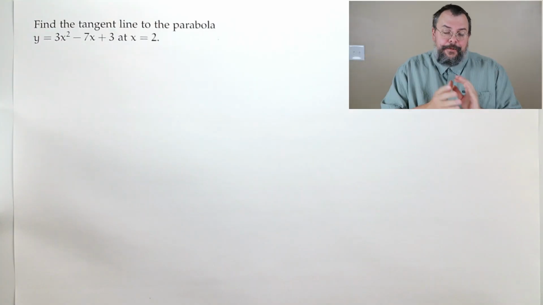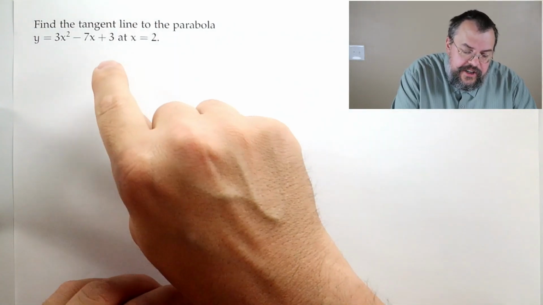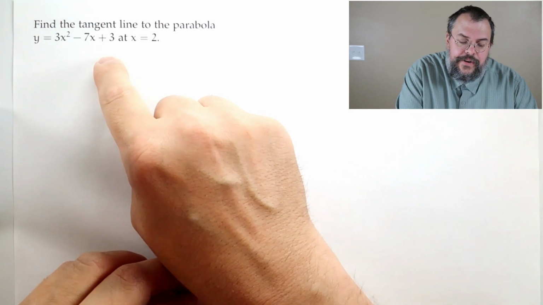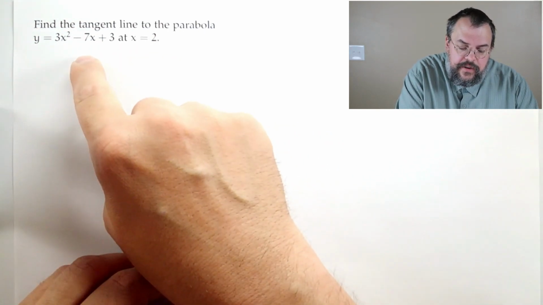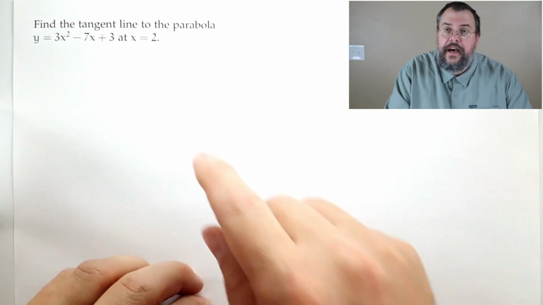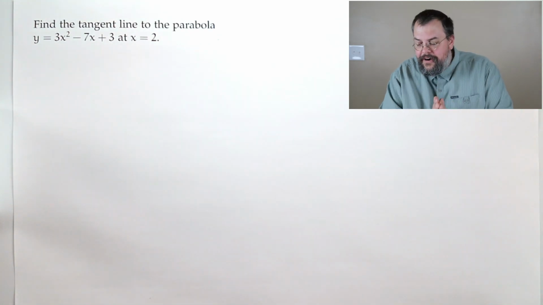Now, so far, most of the problems that we've talked about are about average rate of change, and it's been a lot of fun, lots of algebra. Woohoo! We love our algebra! But it hasn't been feeling very calculus-y yet. So, let's delve in and do a more calculus-flavored type problem. Find the tangent line to the parabola y equals 3x squared minus 7x plus 3 at x equals 2.